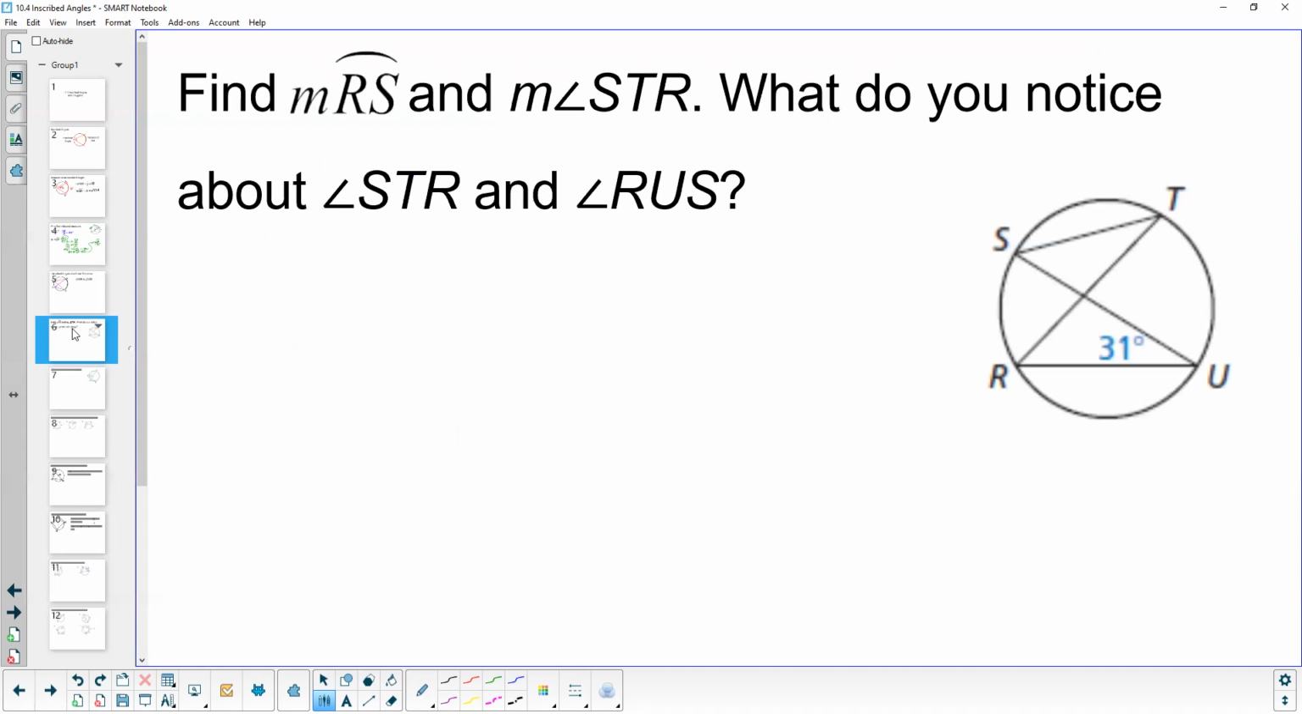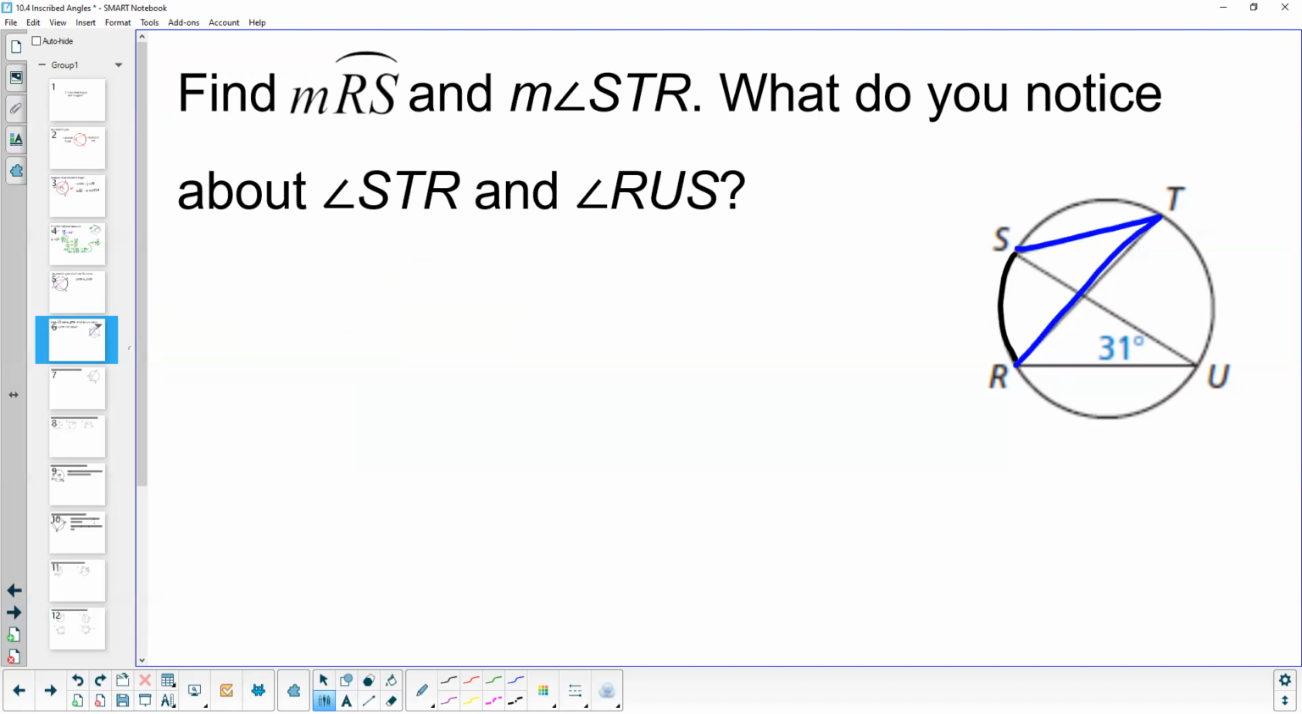So let's take a look at a couple examples where we apply this theorem here. So we want to figure out what RS is. We want to figure out the measure of arc RS. So we're looking for this piece here, and we want to find the measure of STR. So we're going to look for the measure of this angle here. What do you notice about STR versus RUS? Well, based on that previous theorem that we talked about, the arc SR, or the arc RS, is actually the same inscribed arc in angle STR as it is in angle RUS.